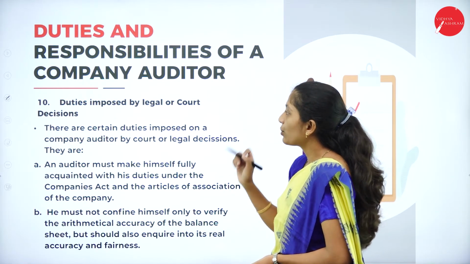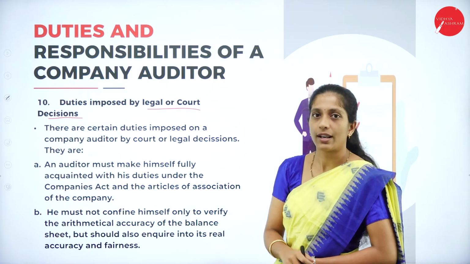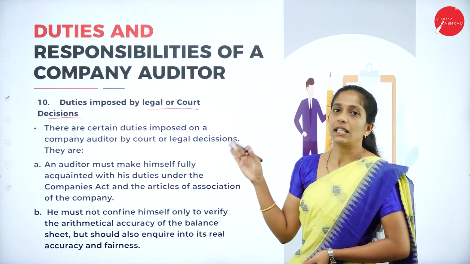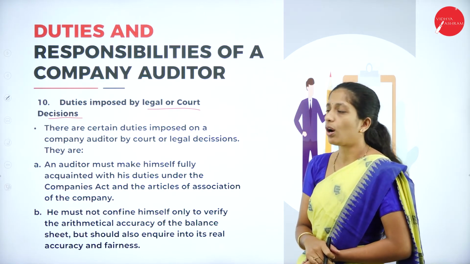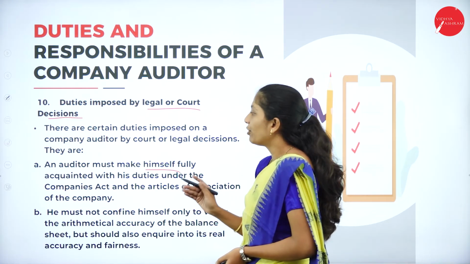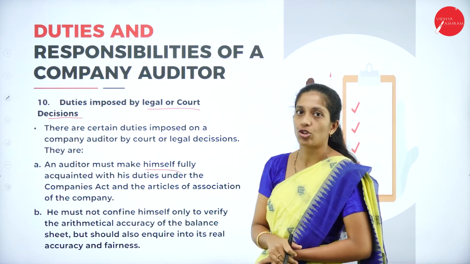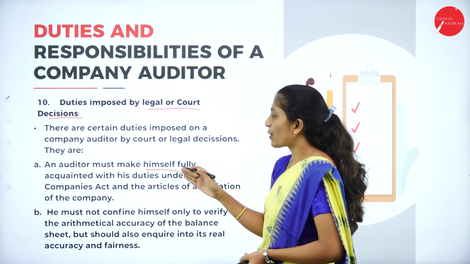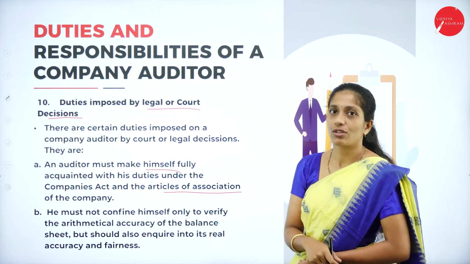And the next one is duties imposed by legal or court decisions. In certain situations, a court or any other legal authority will give some instructions, and those have to be followed by the auditor. So there are certain duties imposed on the company auditor by court or legal decisions. They are: an auditor must make himself fully acquainted with his duties under the Companies Act and the Articles of Association of the company. So you should be fully involved in the activities provided by the Companies Act as well as the Articles of Association of the company.